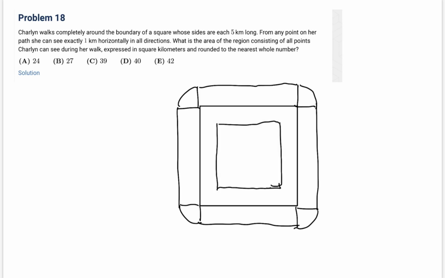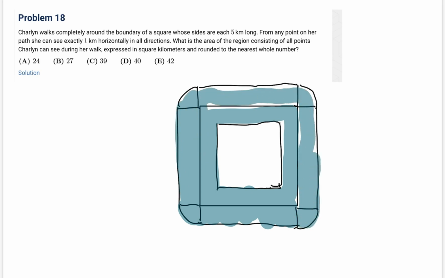So the area that she can actually see would be this area plus this area, and this area, just like that. We also know that it's 1 kilometer horizontally, right? So it's 1, and it's 5 kilometers long, so this is 5, and this is also 1, so we can know that this is 3, 3, 3, 3, and this is 5. This whole thing is 5.